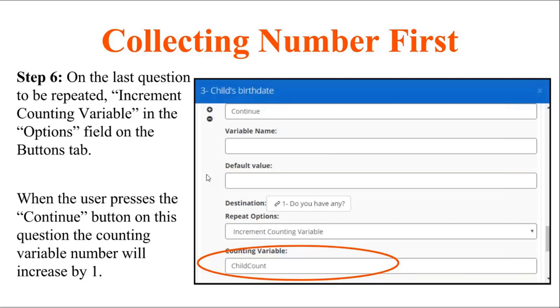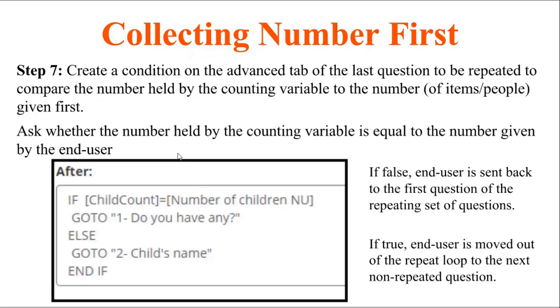We've told A2J that the end user has finished the loop. Now we have to create some logic to test child count against how many times they told us they needed to go through the loop, which is stored in the variable, in my example, number of children NU. So we create this condition that you can see in the screenshot at the bottom of the screen here. If child count equals number of children, so they've gone through the loop the number of times they said they had to, I want to send them to a question called 1-do you have any?